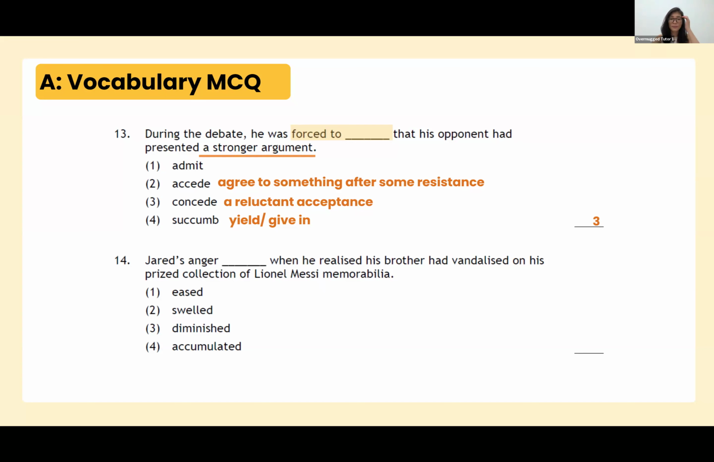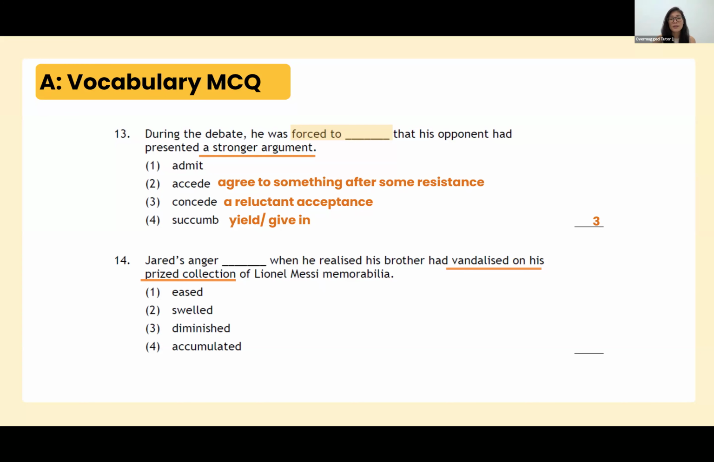Question number 40. Jared's anger bled when he realized his brother had vandalized on his prized collection of Lionel Messi memorabilia. In this particular case, let's take a look at the context of vandalize on someone's prized possession. A prized possession is something that is really precious and really important to you. So in this case, it would be natural that Jared would be angry. We're trying to describe his level of anger getting worse.